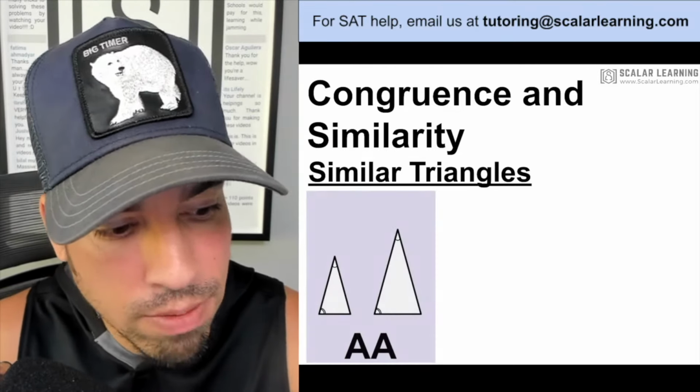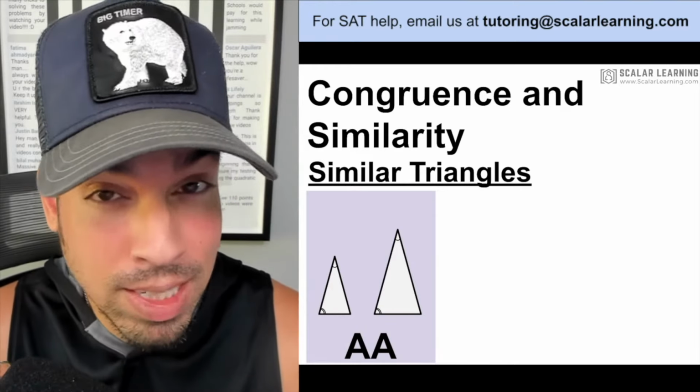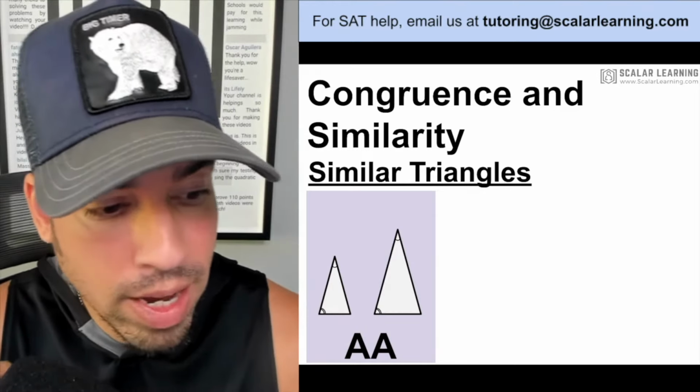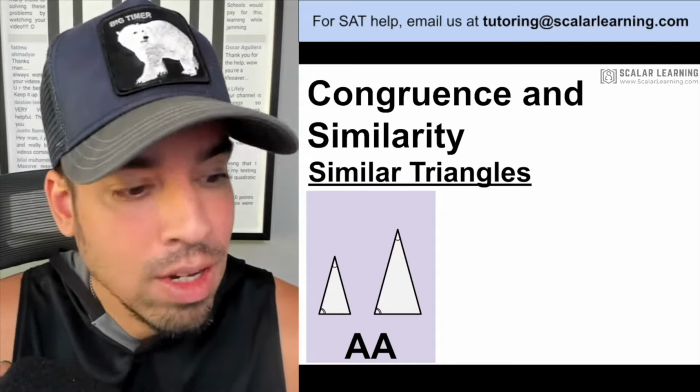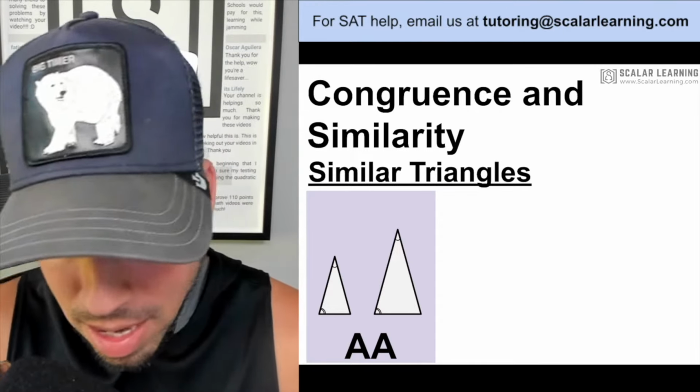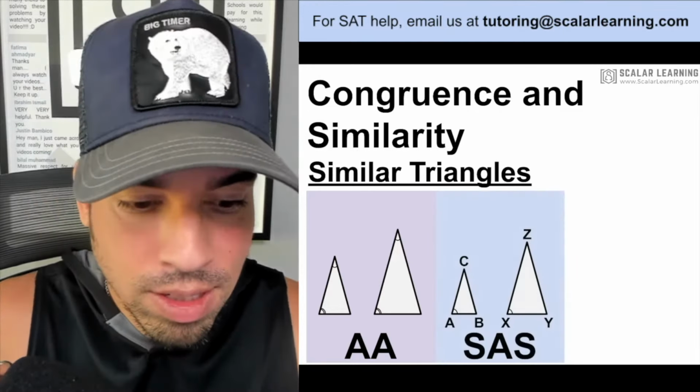So we have three. First is angle, angle. This is the most commonly tested one. If you can show that two angles in any two triangles are congruent, then the triangles have to be similar, aka proportionate. Then we have side, angle, side.